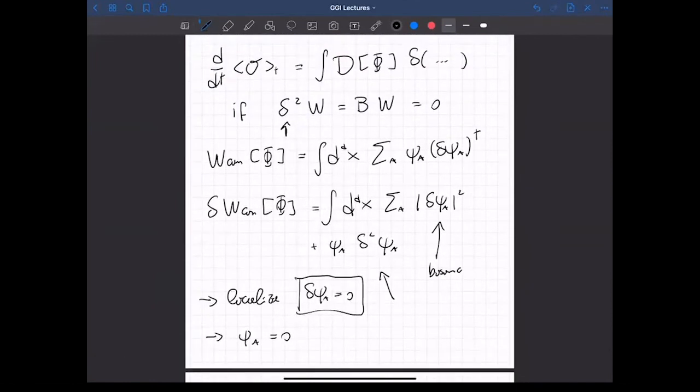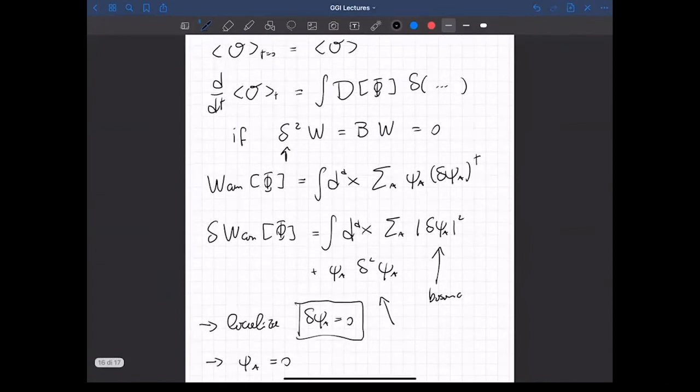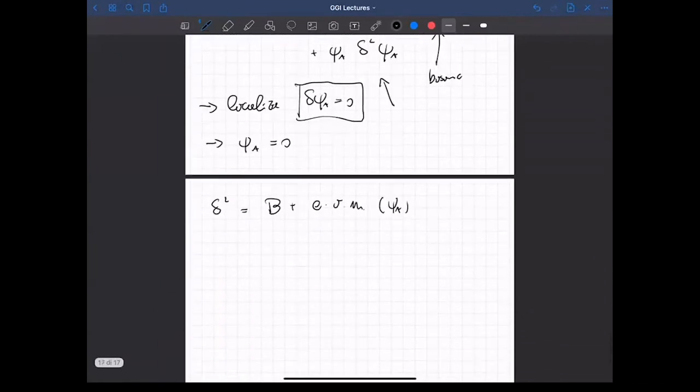Because for instance when you want to make this argument, it's not true that BV is equal to zero. You will have some sort of contact term like this. So another point which we require is that the supersymmetry is off shell closed.